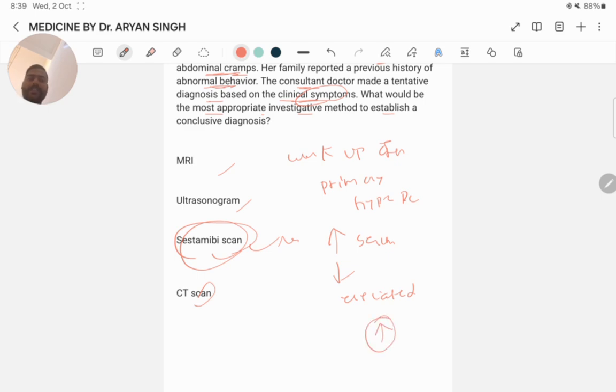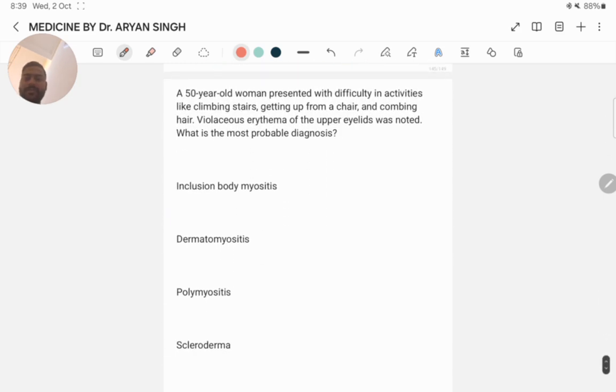Next question: a 50-year-old woman presents with difficulty in activities like climbing stairs, getting up from a chair, and combing hair, while a serious erythema of the upper eyelids was noted. What is the most probable diagnosis? Inclusion body myositis, dermatomyositis, polymyositis, scleroderma. Here, based on the symptoms described, the likely diagnosis is dermatomyositis. Because dermatomyositis is an inflammatory myopathy that causes muscle weakness.